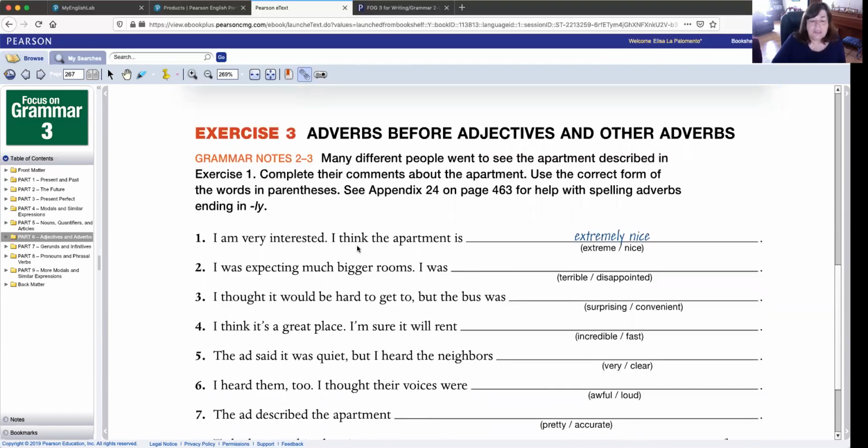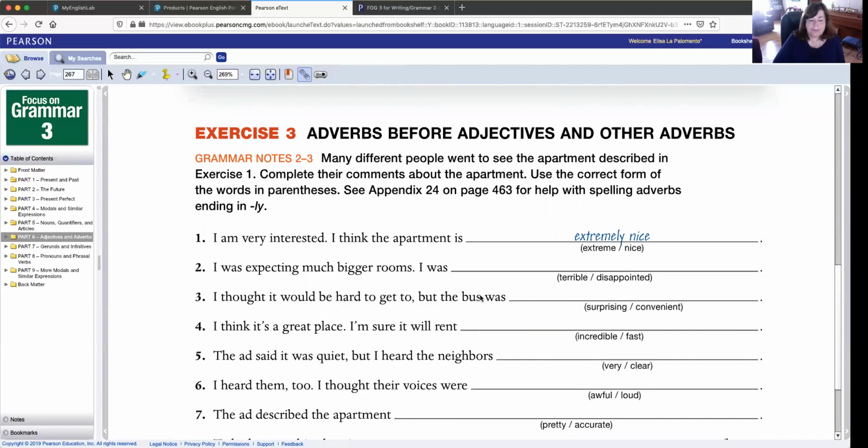I am very interested. I think the apartment is. They give you 2 words. You have to put both of these words together. So here you have the word extreme. You have the word nice. This is an adjective. We're going to turn extreme into an adverb to show how nice, to what degree, and it becomes the apartment is extremely nice.